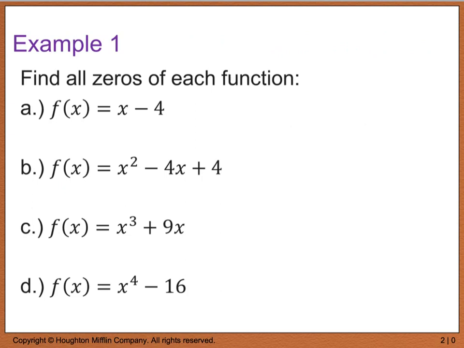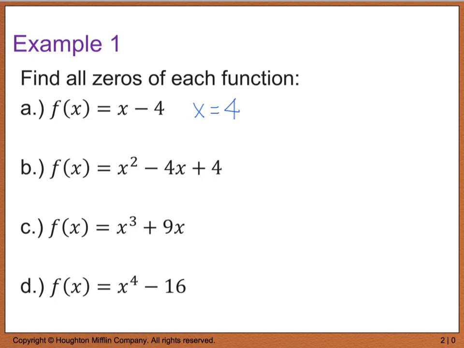For example 1, we are to find all the zeros of each function. For part A, we see that we have a linear function or a first degree function. And because it's a first degree, we would expect that we'd get 1 zero at most. So if I take this function and set it equal to 0, I end up with x equals 4. So I get exactly 1 zero.